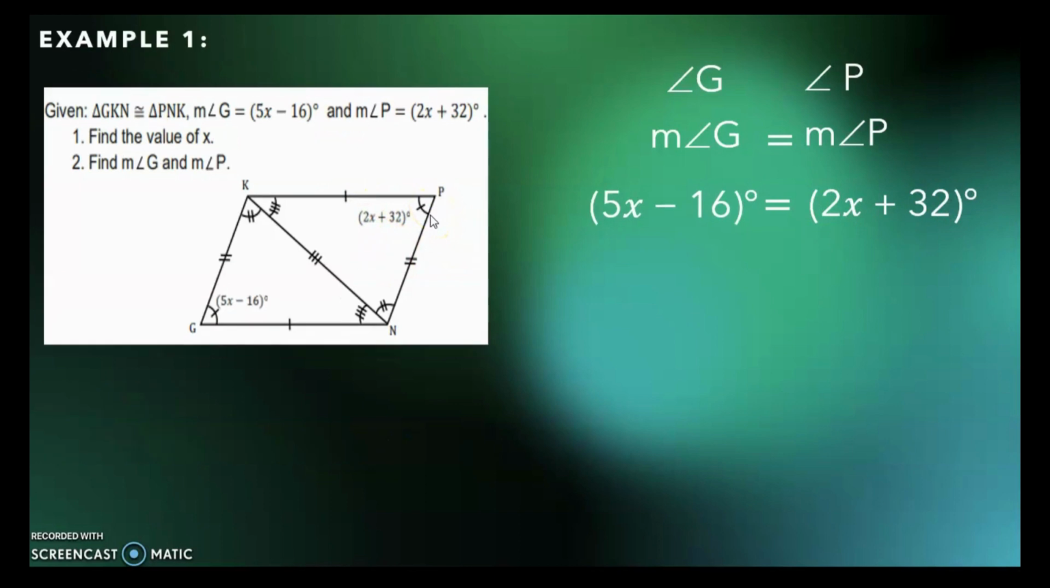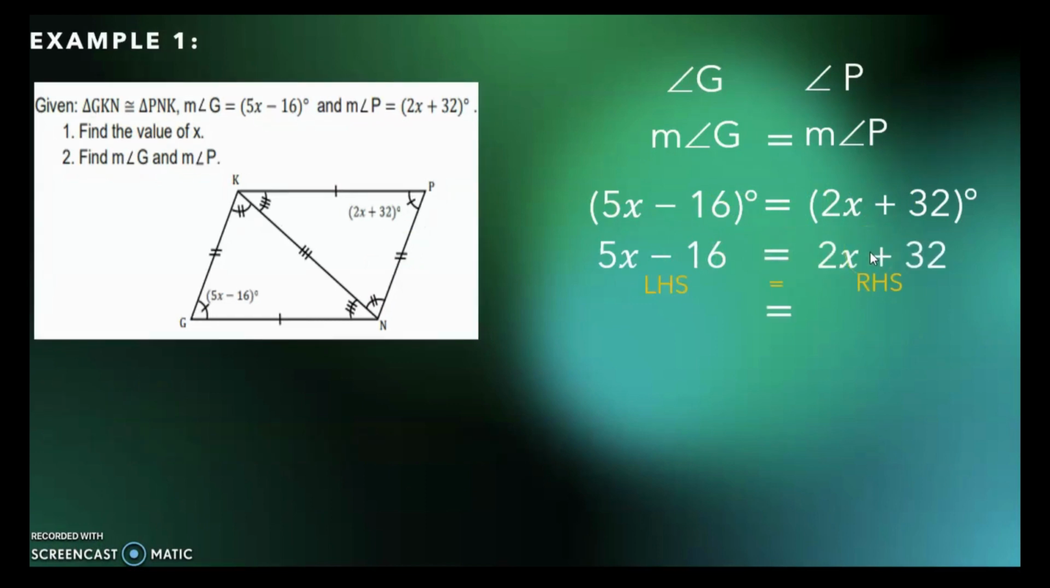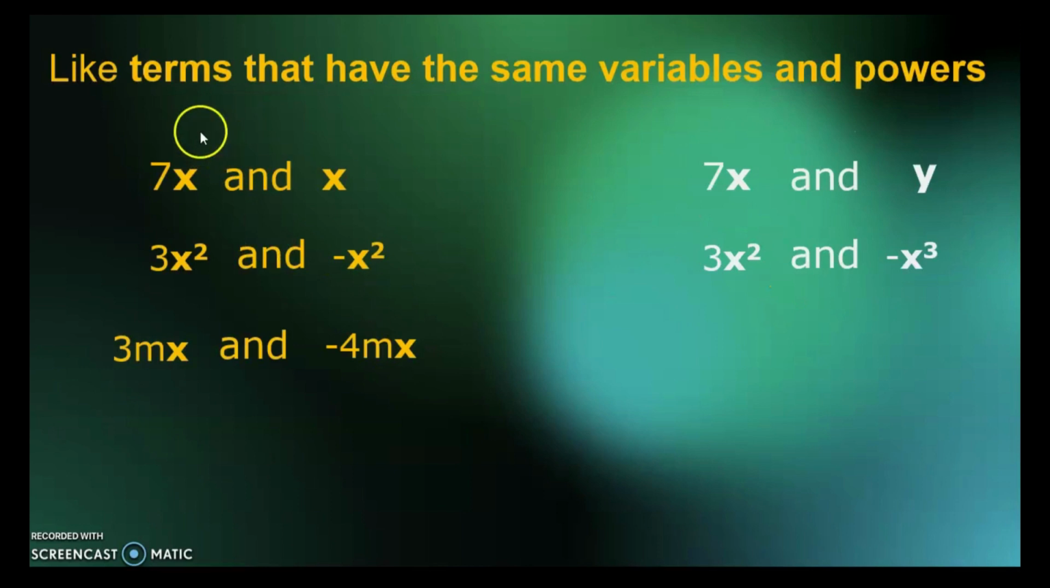Our step 4 is to rewrite the equation in step 3. So, it becomes 5x minus 16 equals 2x plus 32. Our next step is to combine like terms. What exactly are like terms? Like terms are terms that have the same variables and powers.